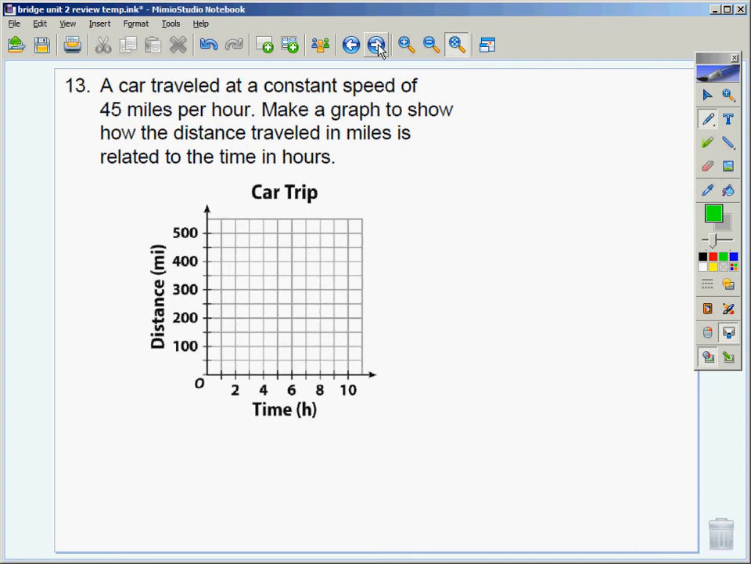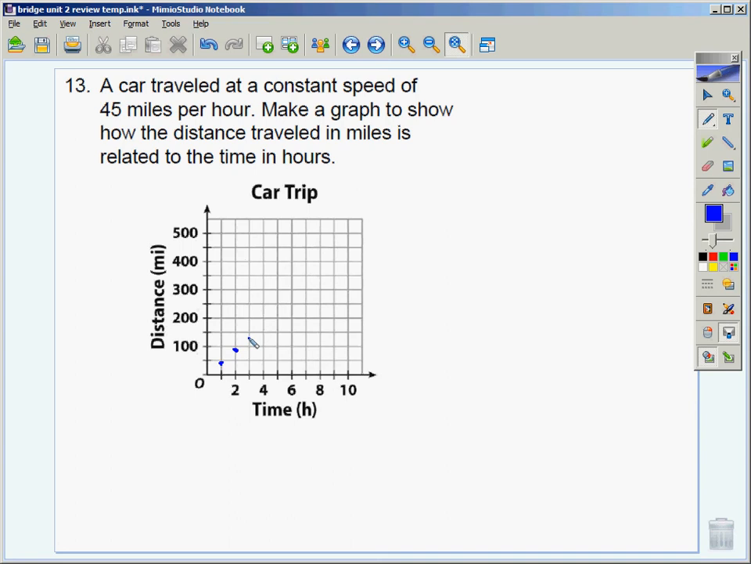Number 13. A car traveled at a constant speed of 45 miles per hour. Make a graph to show how the distance traveled in miles is related to the time in hours. And I'm going to tell you, I saw a tremendous amount of people go to this graph and say, well, at 1 hour, that'd be 45, that'd be about there. 2 hours would be about 90, that'd be about there. 3 hours would be somewhere in, and there's nothing wrong with that. But every one of those dots that I put on there are only a good estimate, aren't they?